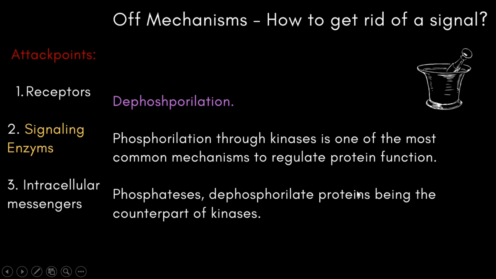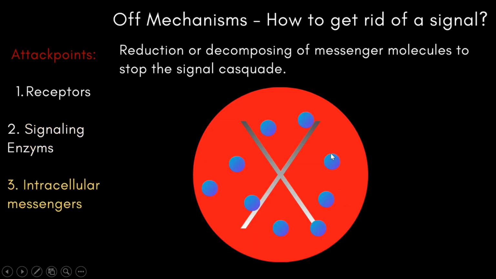In our body, most signals are transduced via phosphorylation through kinases, and if we want to turn this down, we can use phosphatases, the counterpart of kinases, which dephosphorylate our proteins again, turning them inactive. And last but not least, we can reduce or decompose our messenger molecules to stop the signal cascade.